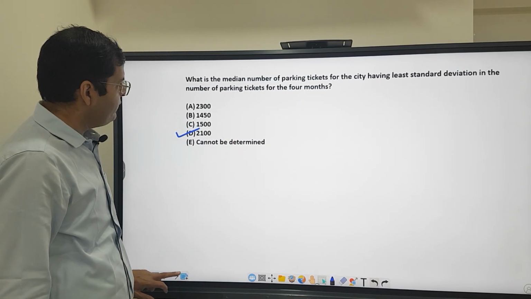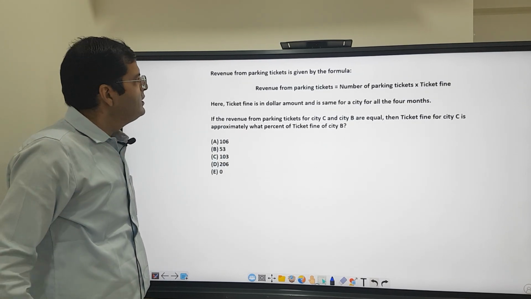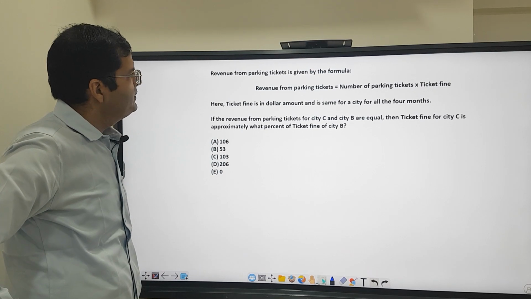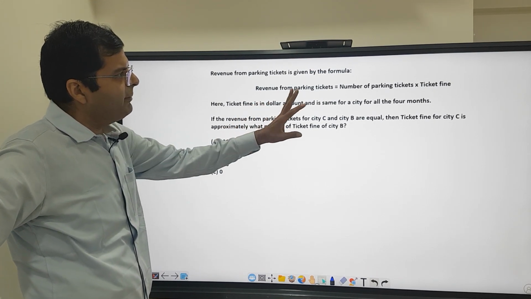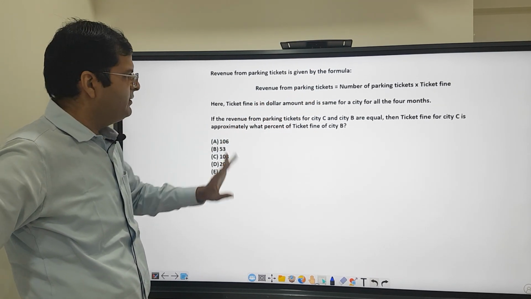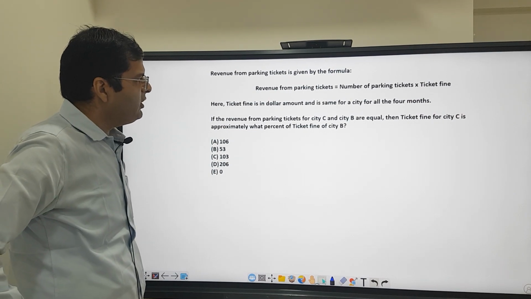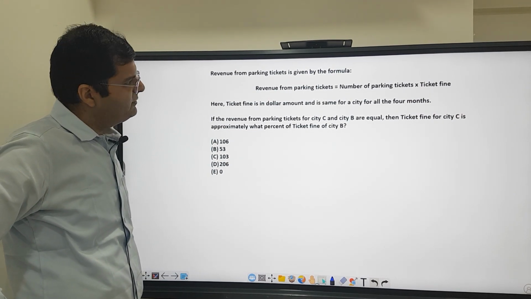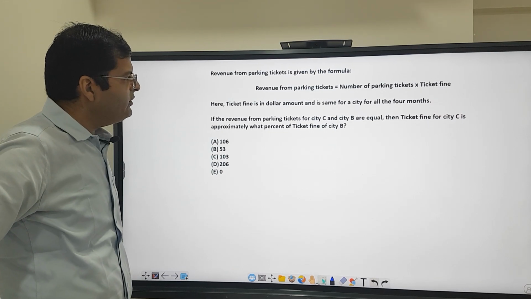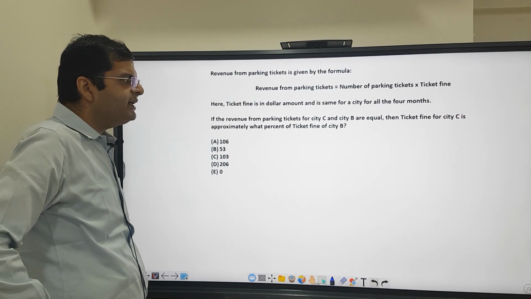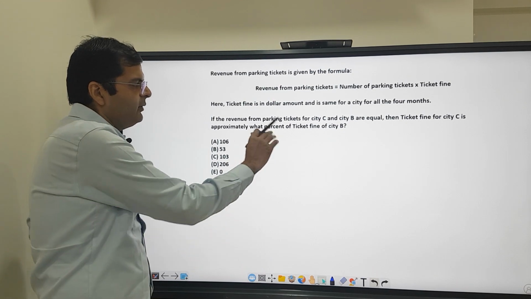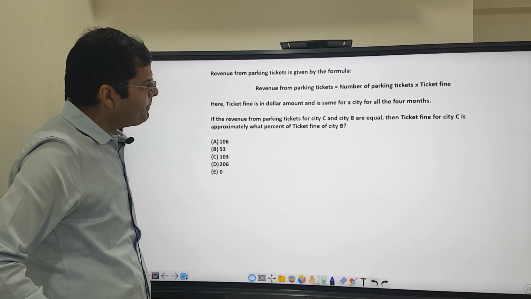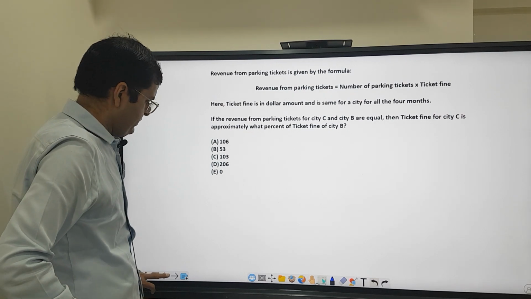Now we'll look at the final question for this set. It says revenue from parking tickets is given by the formula. The revenue from parking tickets is number of parking tickets into ticket fine. Here ticket fine is in dollar amount and is the same for a city for all the 4 months. Alright. If the revenue from parking tickets for city B and city C are equal, then ticket fine for city C is approximately what percent of ticket fine of city B?